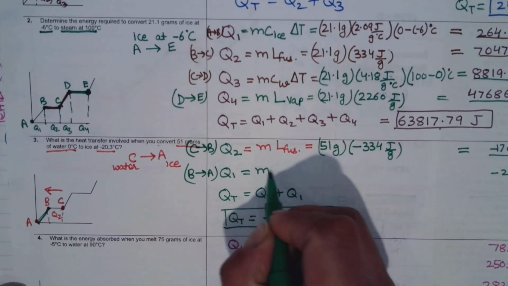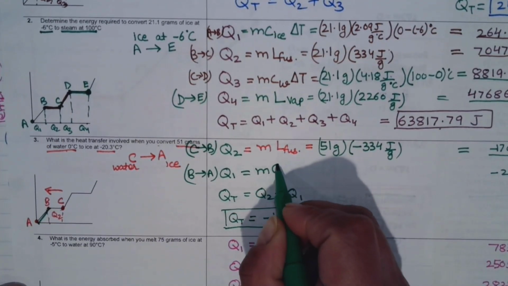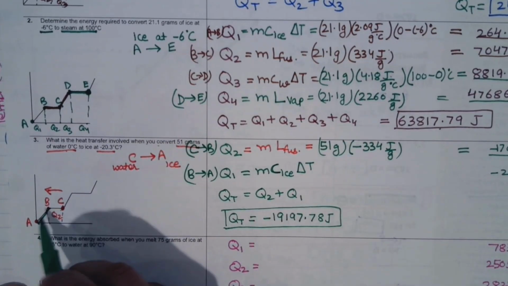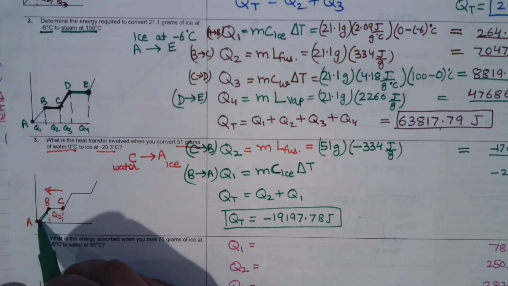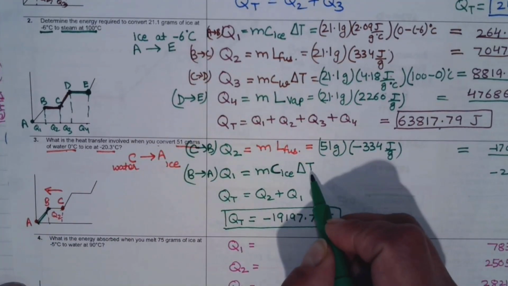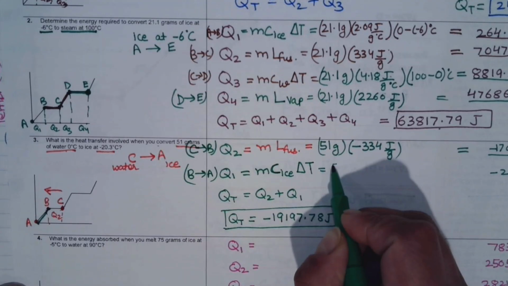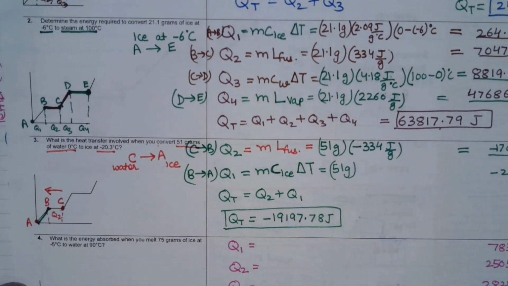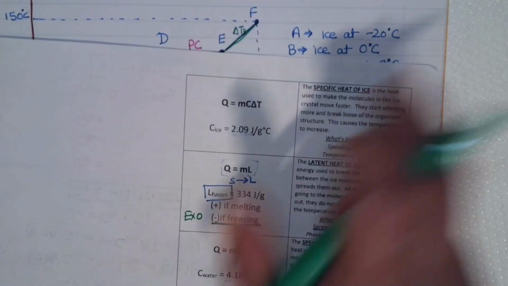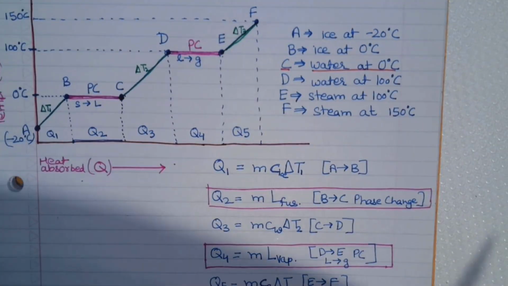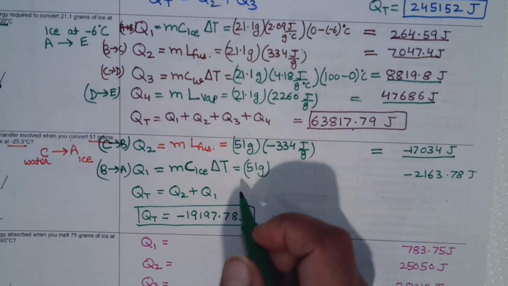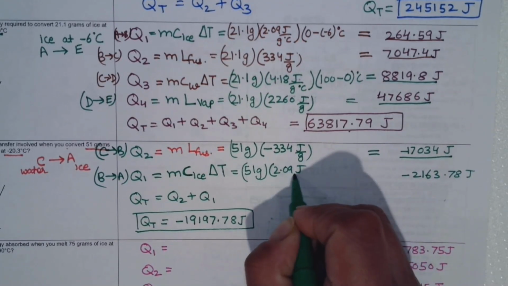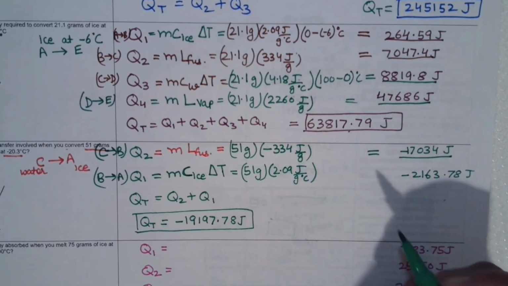So we're going to use MCΔT. C would be for ice, because at point B we have ice and at point A we have ice. Right? So let's plug in the numbers. Mass is 51 grams. Specific heat of ice is 2.09. So let's write that down. 2.09 joules per gram Celsius.